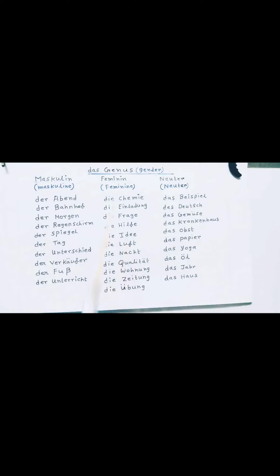Now feminine nouns having article die. Die Chemie, chemistry, die Einladung, invitation, die Frage, question, die Hilfe, help, die Idee, idea, die Luft, air, die Nacht, night, die Qualität, quality, die Wohnung, apartment, die Zeitung, newspaper, die Übung, exercise of grammar.